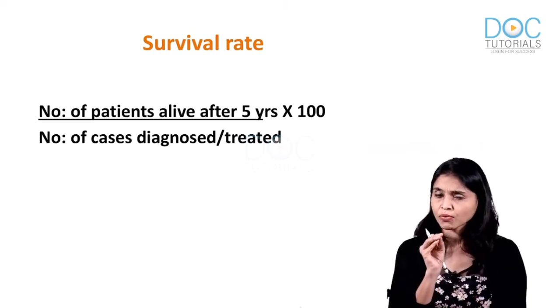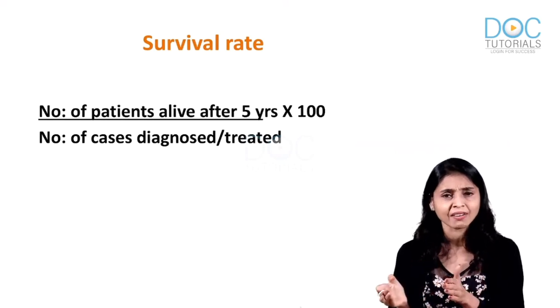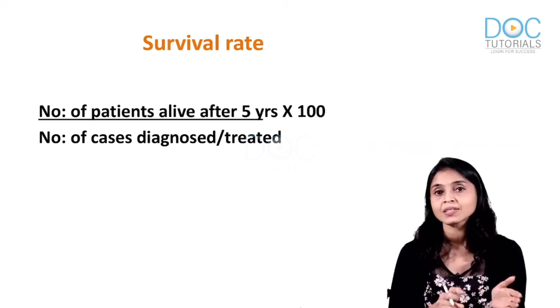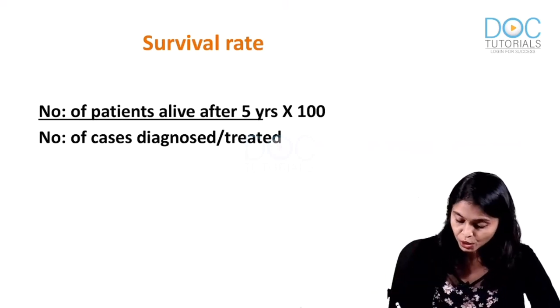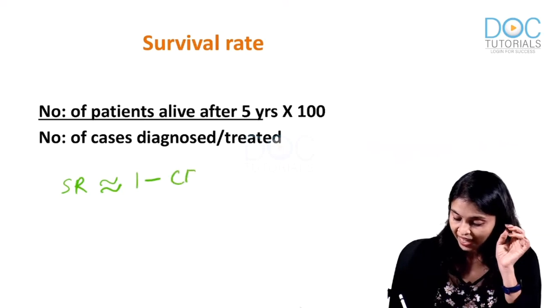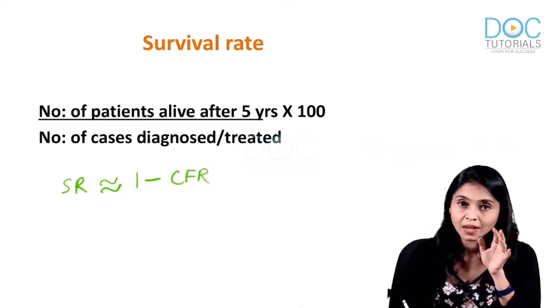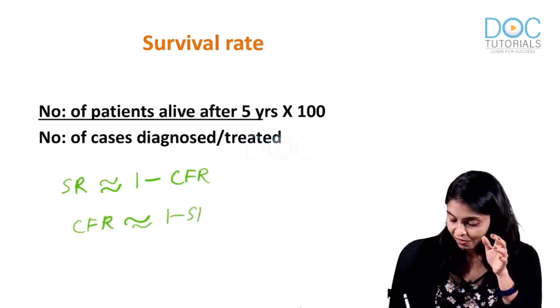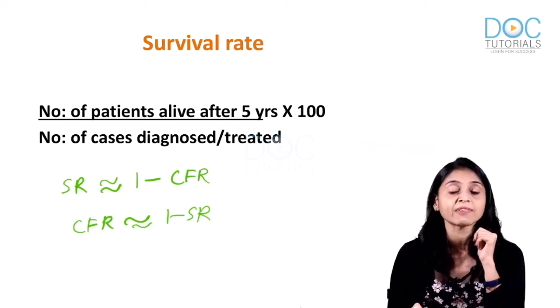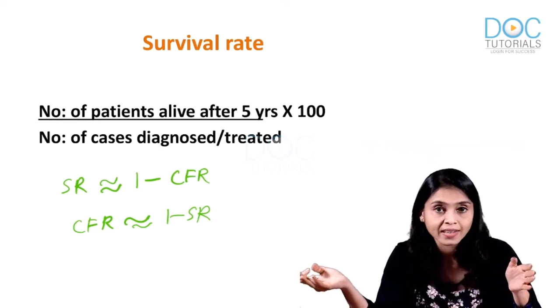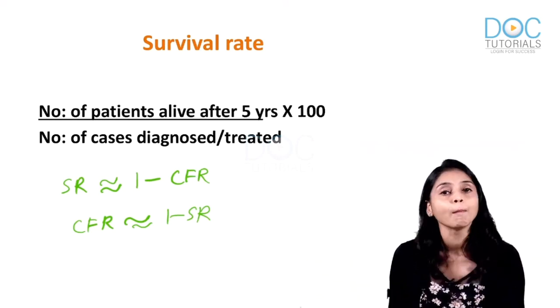Now, one more MCQ from this. I told you case fatality rate and survival rate are a little bit complementary. One is the reciprocal of the other. So, another MCQ is survival rate is approximately equal to, I'm not saying exactly, approximately equal to 1 minus case fatality rate. Or the other way around: case fatality rate is approximately equal to 1 minus survival rate. This only means that if case fatality rate is 40, survival rate would be 60. If case fatality rate is 20, survival rate would be 80. Like that. Is that clear? So all these are MCQs from mortality.